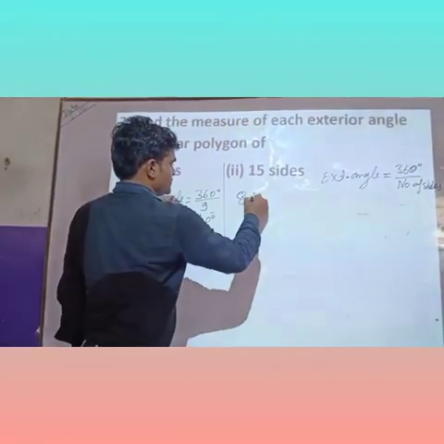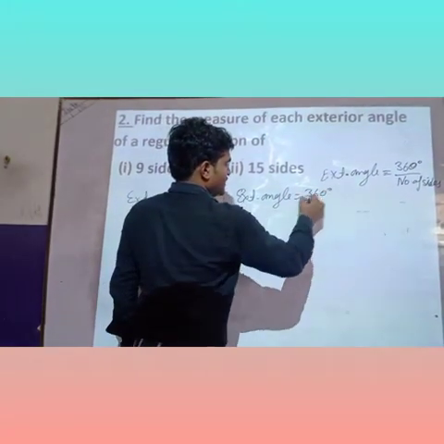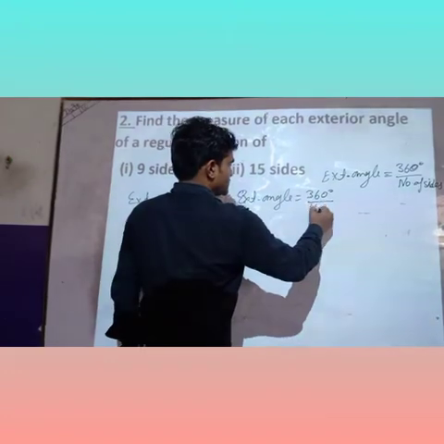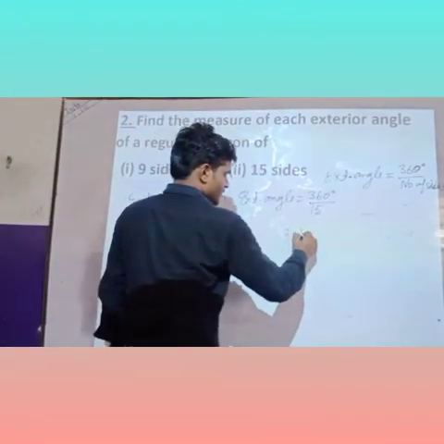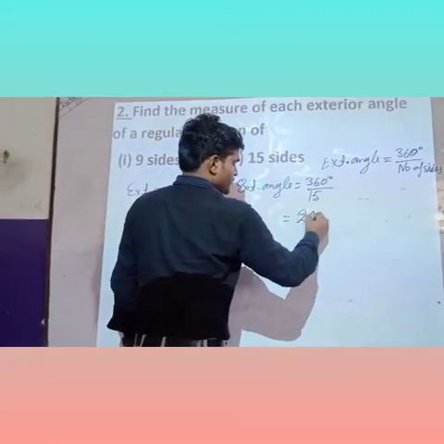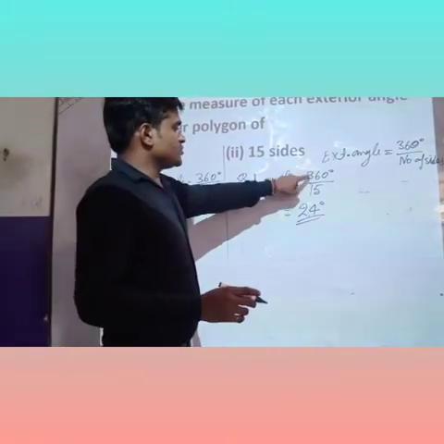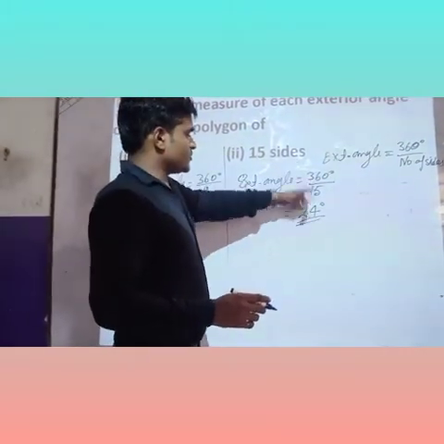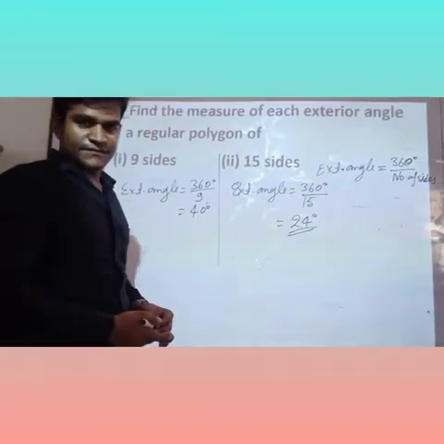Second, the exterior angle is 360 divided by the number of sides, which is 15. So how much will it be? 24 degrees. 15 times 4 is 60, so the exterior angle is 24 degrees.